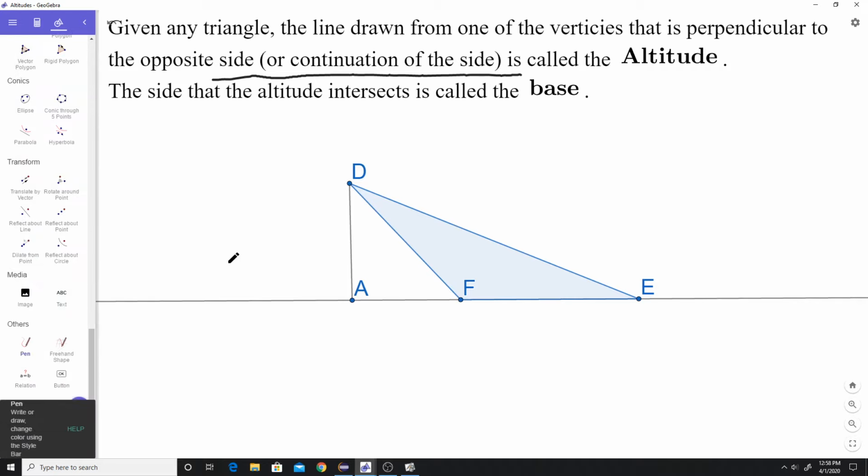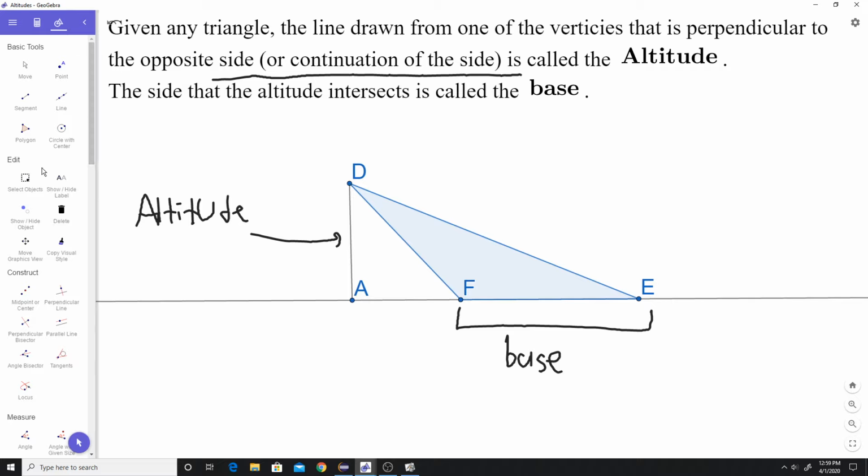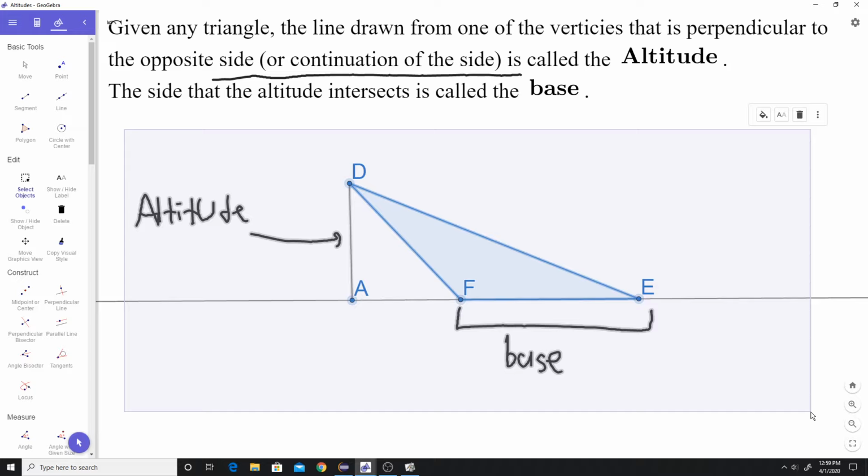So this line right here, DA, is my altitude. Because it's hitting the continuation of the side. But that original side, FE, is still considered the base. So that's probably the weirder case. But again, it's not really too crazy. I always use the saying it's just measuring from the top of the triangle to the bottom. And the top and the bottom are all just relative to how you position them in the first place.